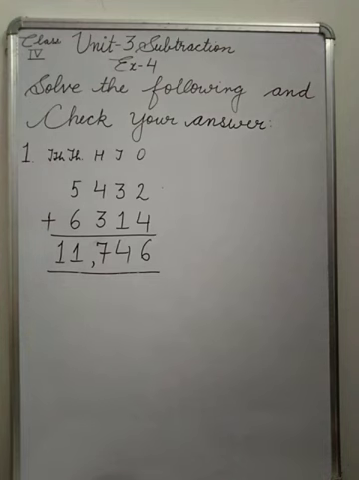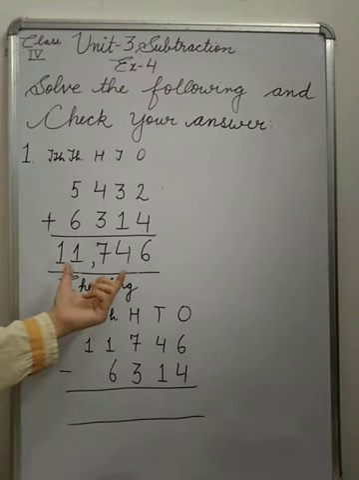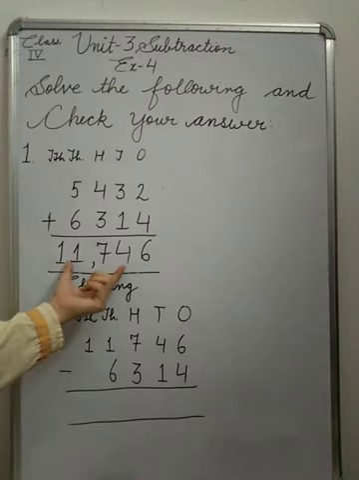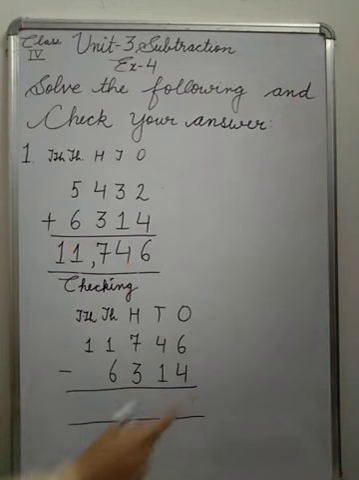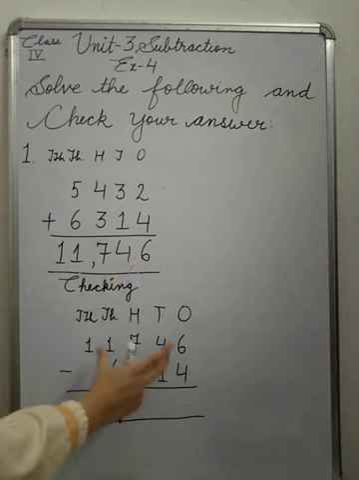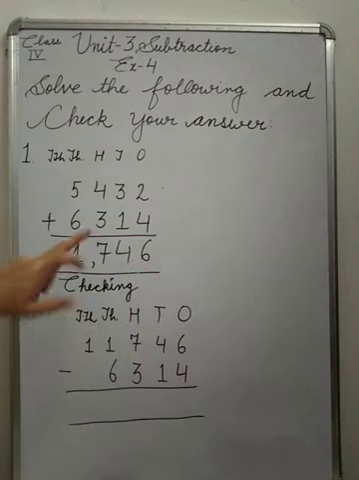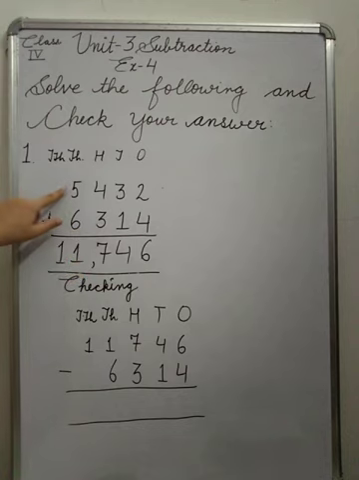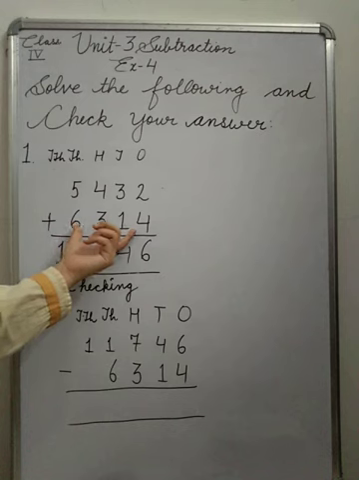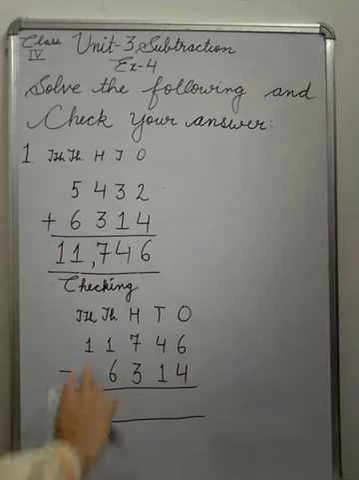See, what you have to do: addition you have done, and this is the answer you got. Write this answer above here. Okay, so you have written this 11,746 here, and you subtract. It is your choice, you will subtract this one or this one. One of these two you can subtract. I am choosing this 6,314. Okay, I have placed this here.